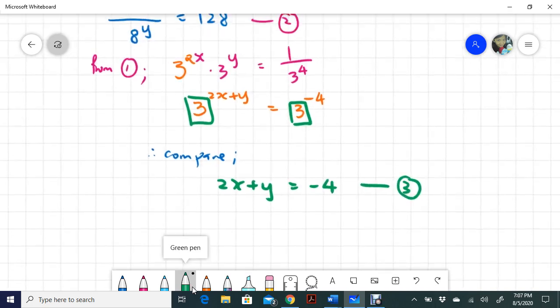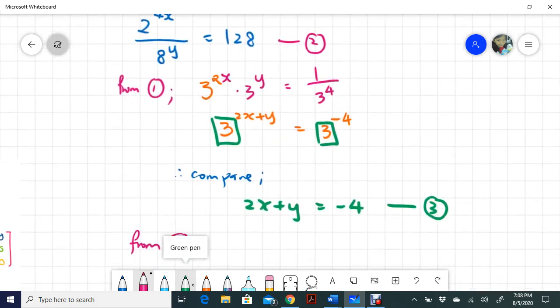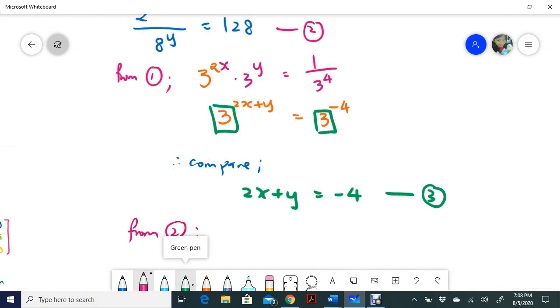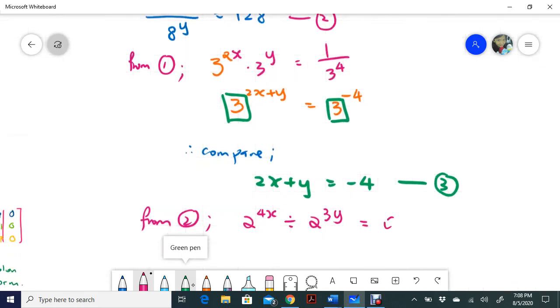Okay, so let us proceed with equation 2. You just write from 2. You have 2 power of 4x, divided by 8 which is 2 power of 3y, equal to 128 which is 2 power of 7. Correct. If divide, yes, the power will be minus exactly. So you have 4x minus 3y equal to 7.